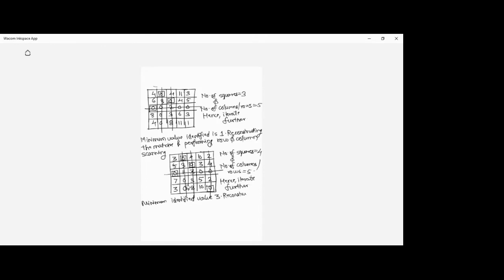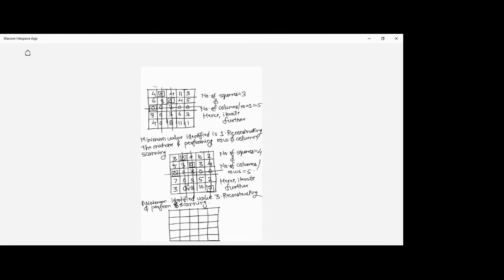Reconstructing and performing scanning, right? So I'll be drawing here only 1, 2, 3, 4 and here we have 1, 2, 3, 4, and 5. Okay, so let's consider the intersection cells only.